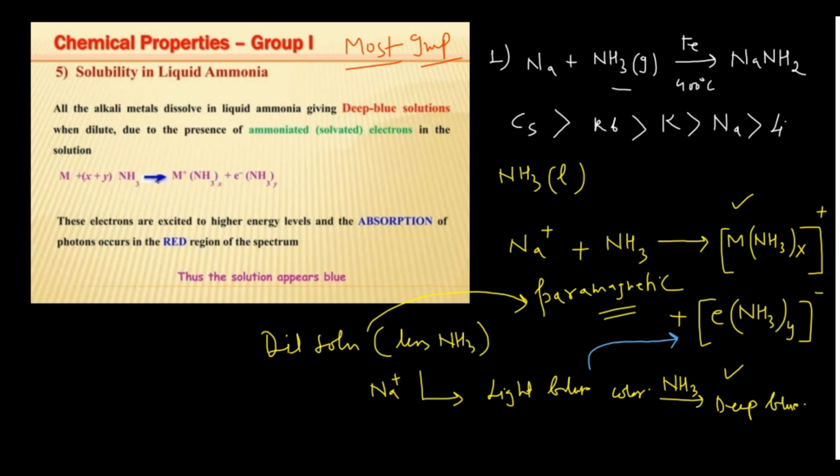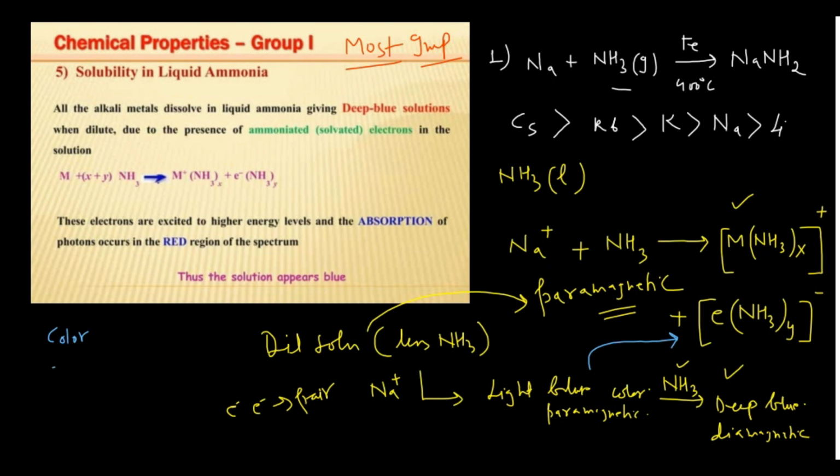Now if you keep on adding ammonia and make the solution more concentrated, what will happen? The electrons get combined and they form a pair. So this deep blue is actually diamagnetic, and the dilute one is paramagnetic. Why have I introduced the magnetic behavior here? Because it is very important. In the dilute solution the single free electron gives the paramagnetic nature. When you keep on adding ammonia, the electrons get paired, the color changes from light blue to deep blue, and the solution becomes diamagnetic.